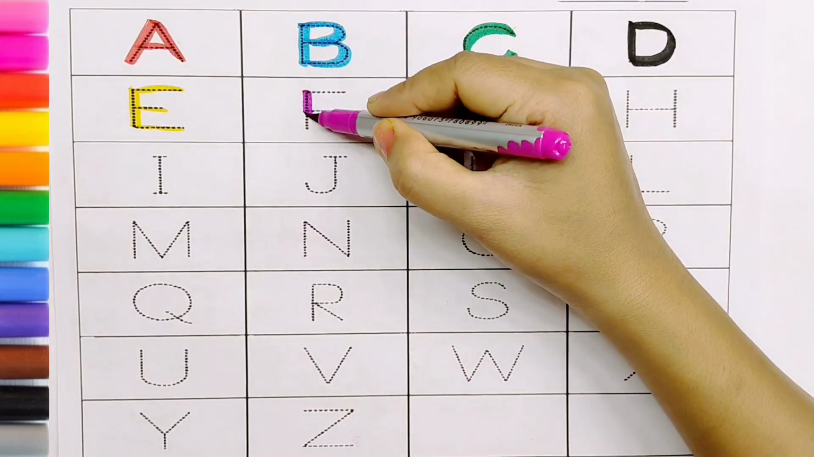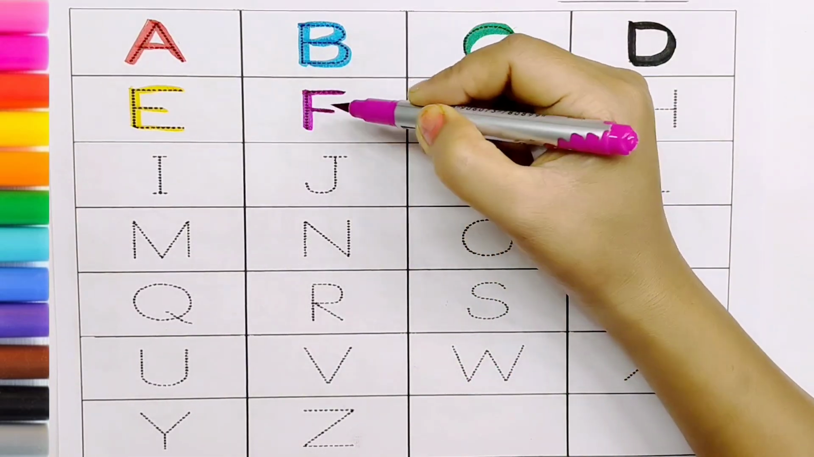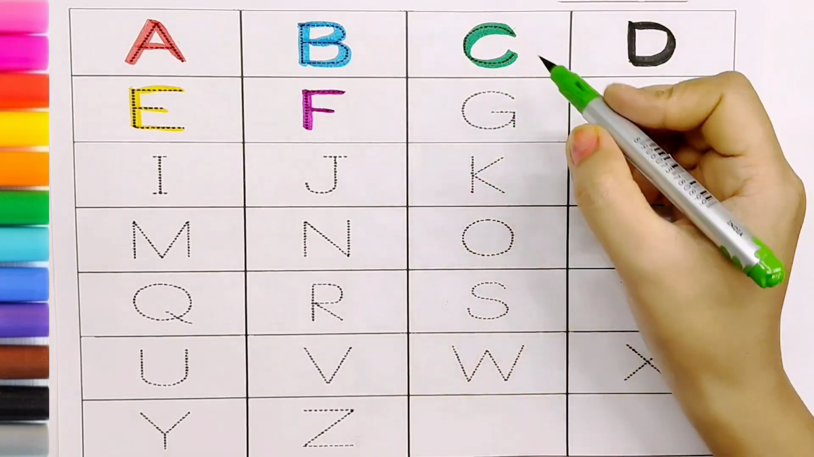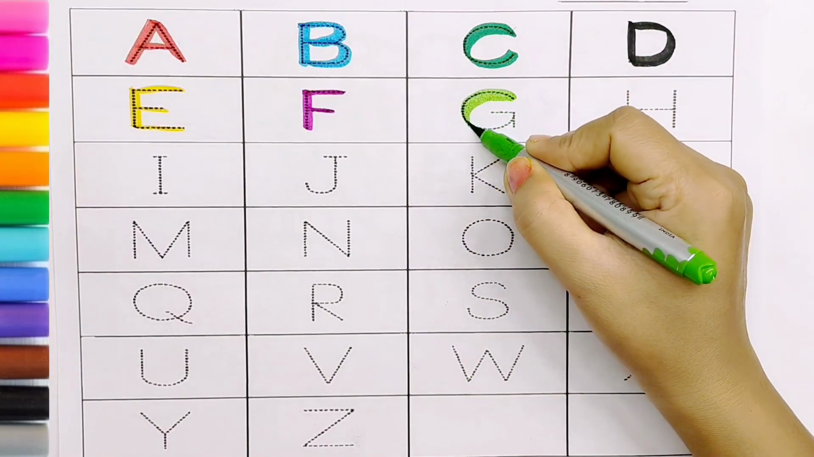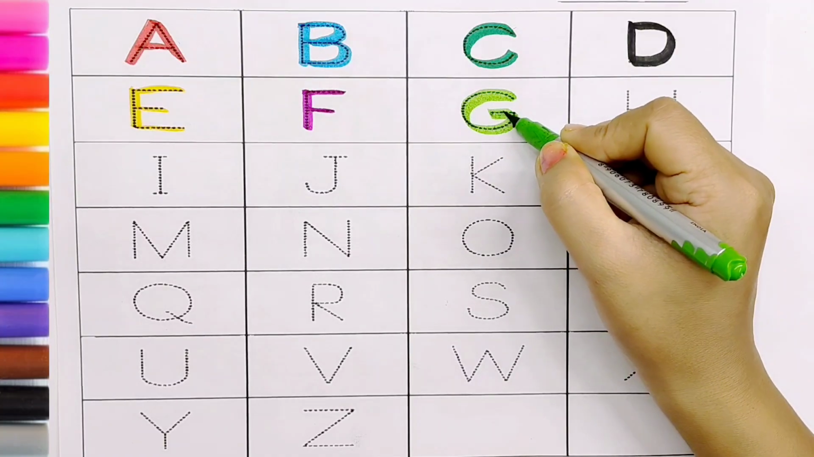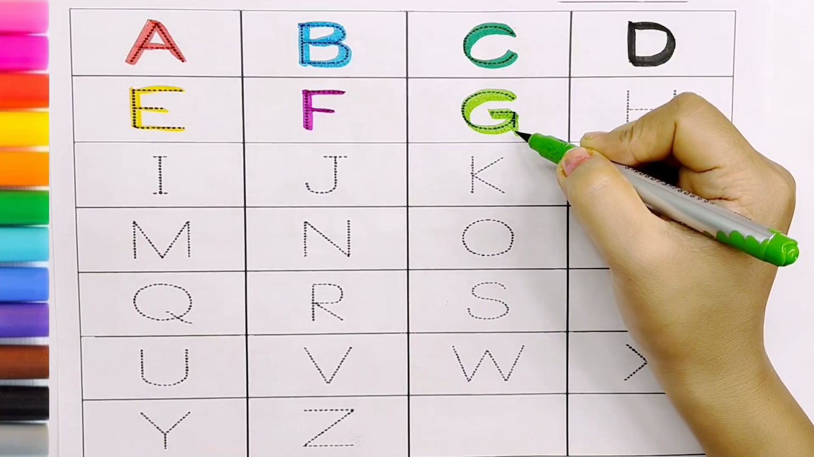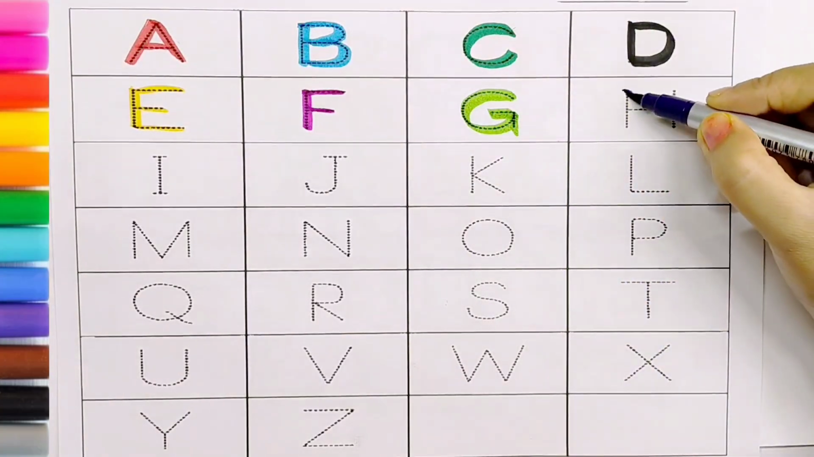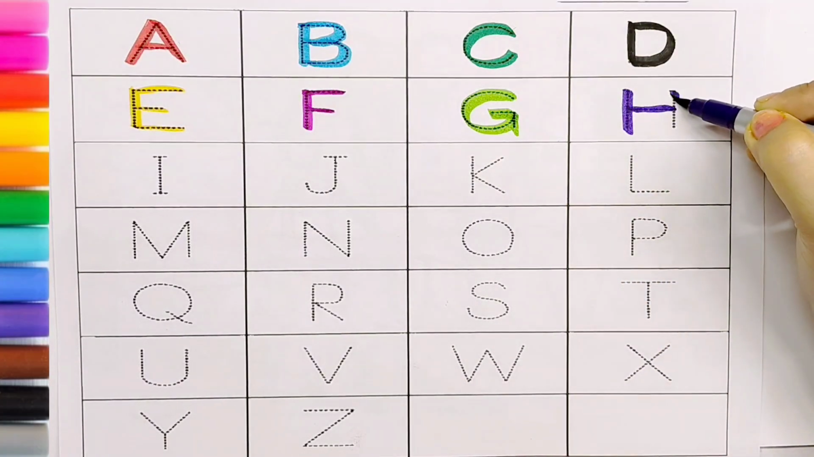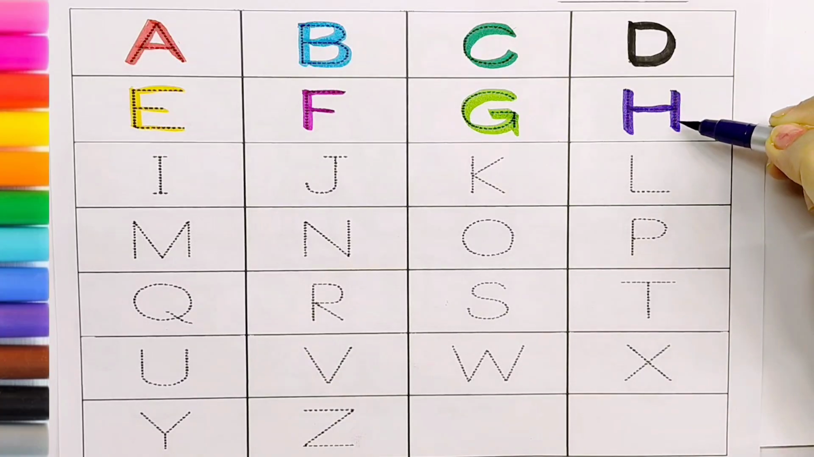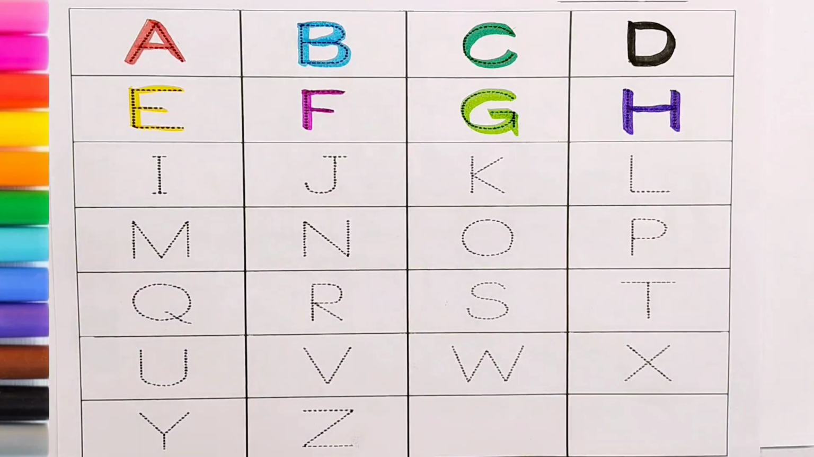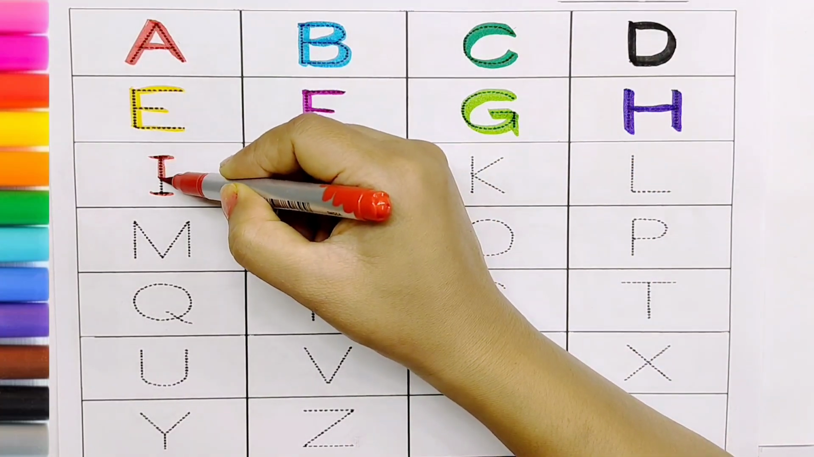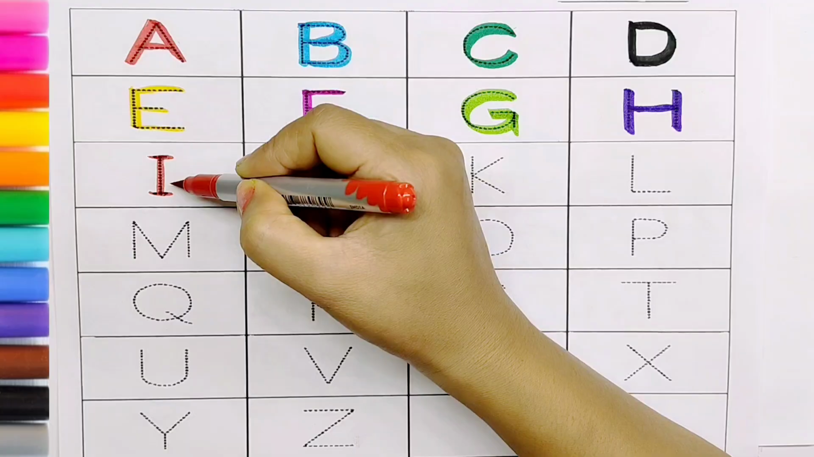Pink color F. F for fish. Light green color G. G for goat. Purple color H. H for hand. Red color I. I for island.